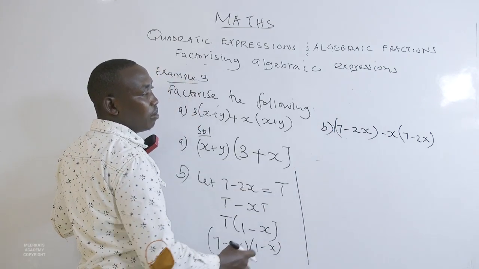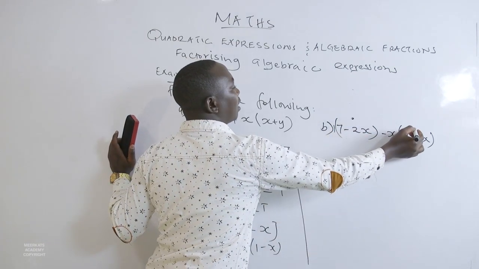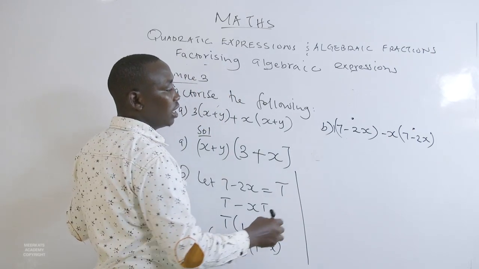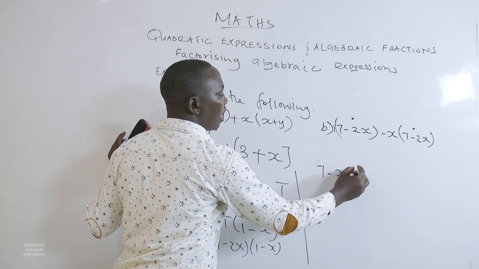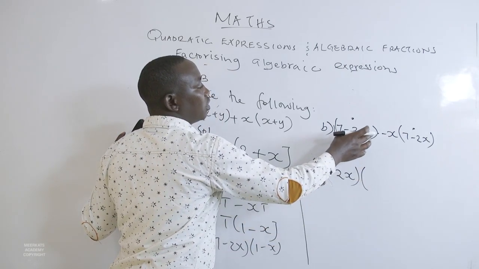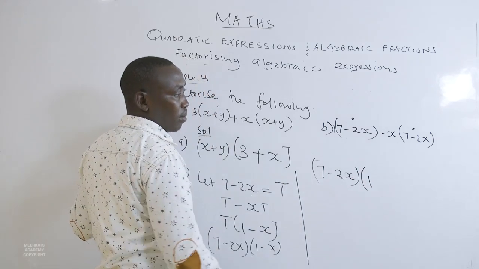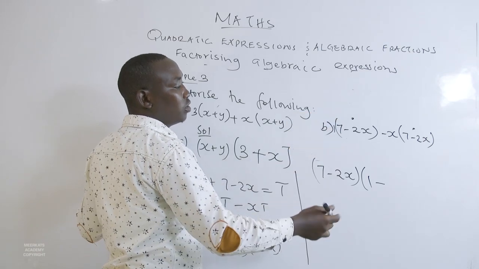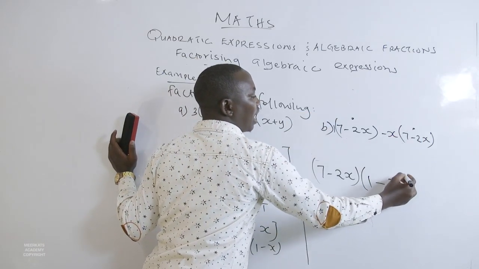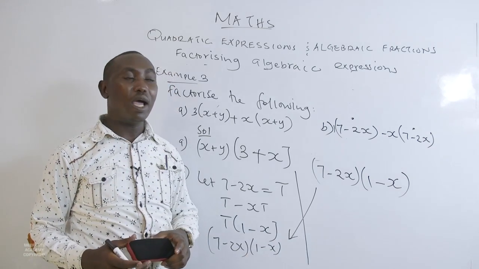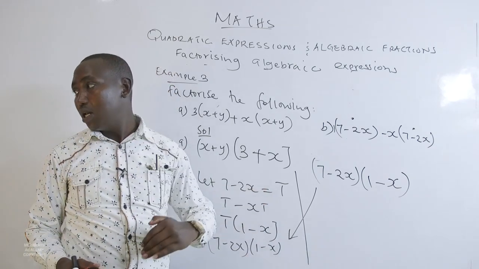Alternatively, we can spot that this and this are common between the two expressions. Therefore, we factor out 7 minus 2x into... 7 minus 2x goes into 7 minus 2x once. Subtract 7 minus 2x goes into x into 7 minus 2x. This and this will go, leaving us with x, which is still the same as what we have when you let the whole of it be t.